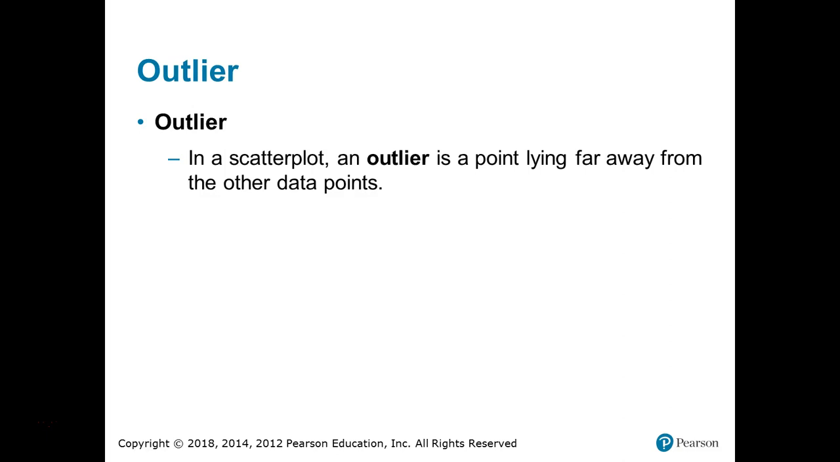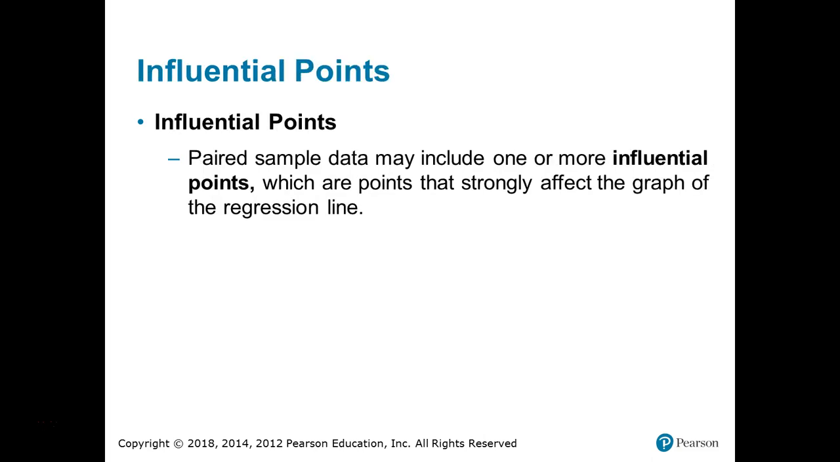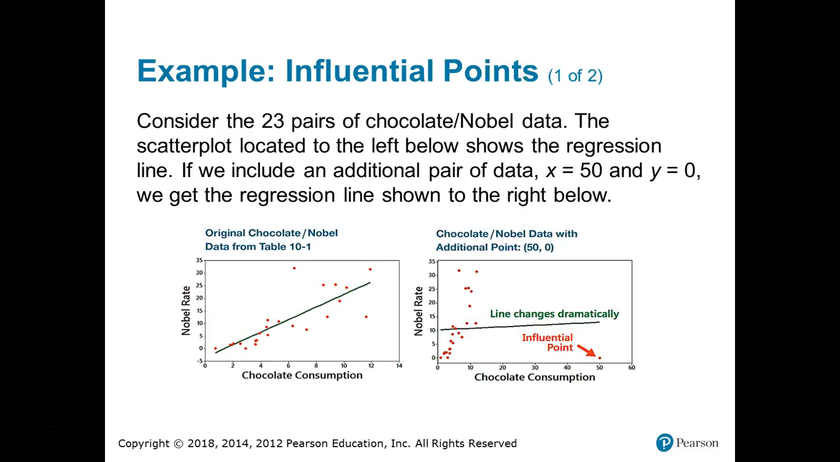Outlier. So like I said, outliers are extremely significant when we're dealing with these. So let's just look at 2 things. An influential point is a sample data, like a pair of data values that are strongly going to affect the graph. So here are the 23 data points graphed right here. In this graph, we added a 24th data pair with the coordinates 50, 0. And these are the lines that best fit.